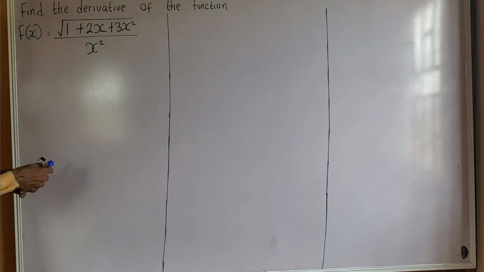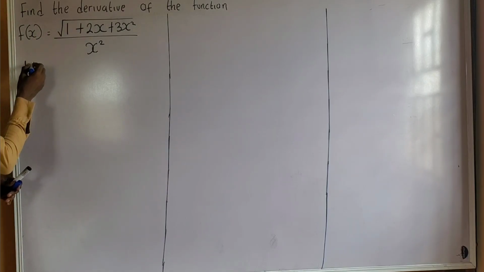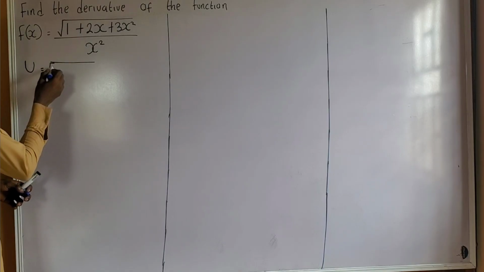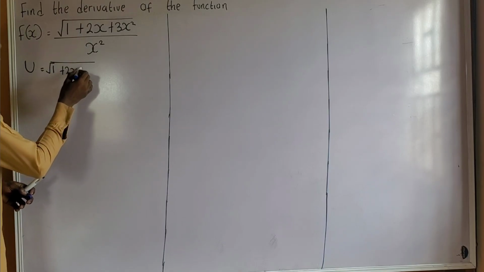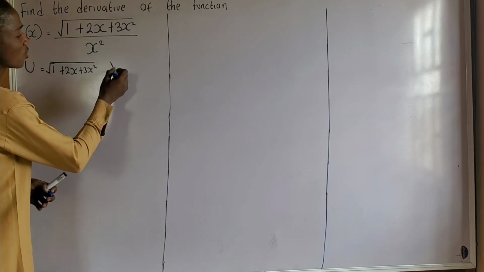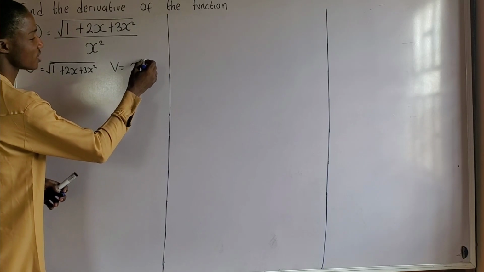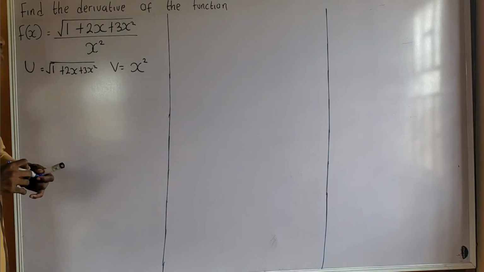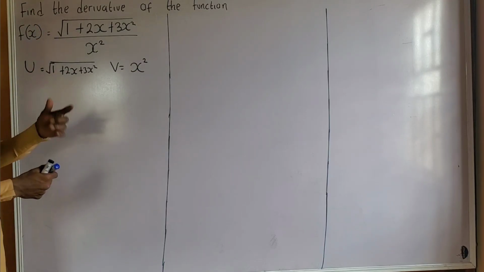So the first step is to let u equal the numerator of the function. The numerator is the square root of 1 plus 2x plus 3x squared. Are you getting it? And let v equal the denominator of the function, which is x squared. Well, you can make use of any letter, but I just chose u and v.